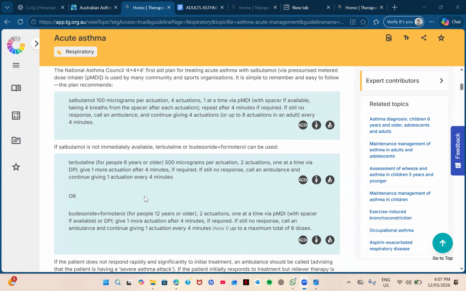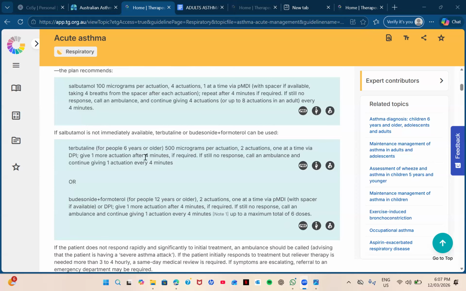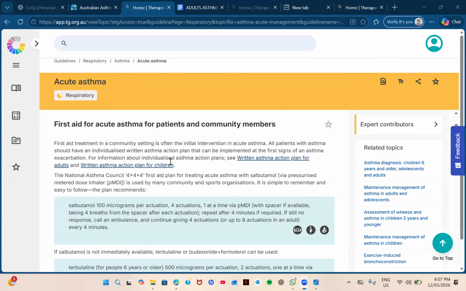If salbutamol is not immediately available, what are the other options that we can give? We can write down in the action plan as a first aid: we can use terbutaline or budesonide-formoterol. Okay, remember these two as well. I have not seen them asking from this first aid part, according to the asthma plan, but they are asking from the hospital setting, right?